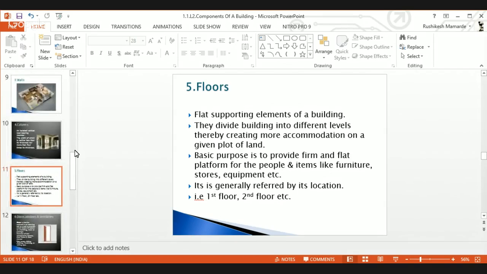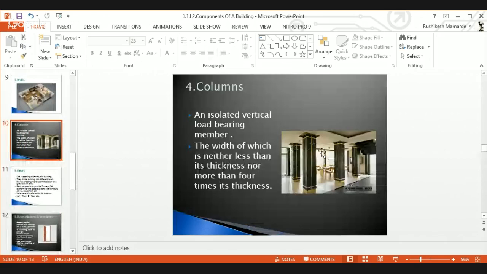Columns are basically load bearing structures of the building. That is, an isolated vertical load bearing structure. A vertical structure is nothing but a column. You must be aware of using Excel. There, vertical members are columns and horizontal members are rows. So this is the column. You can remember it this way.